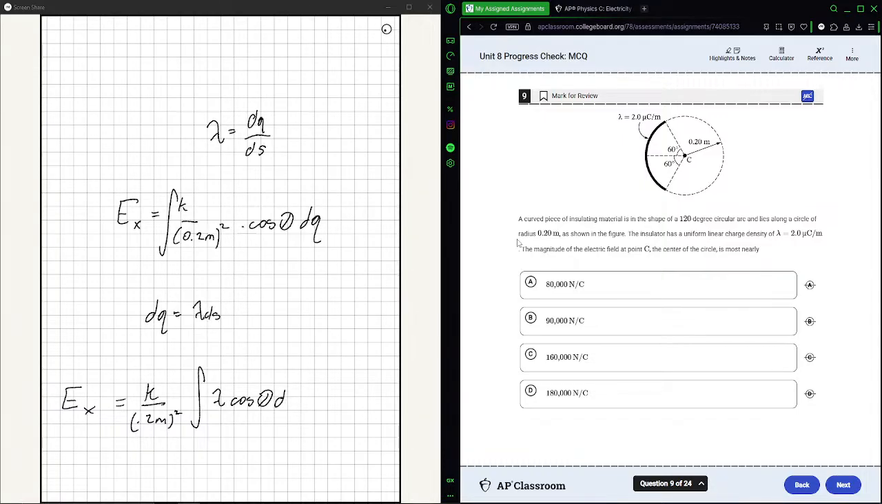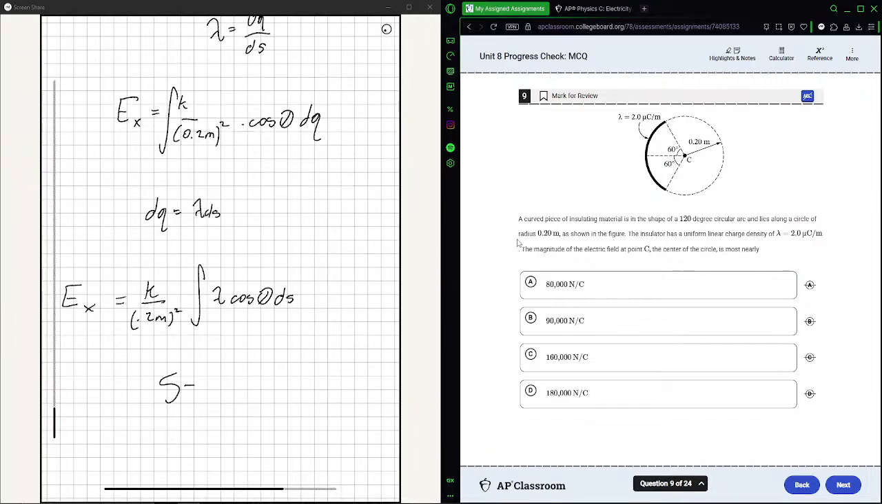Okay, but now we have to get this in terms of theta. So we know the arc length formula: arc length is theta times big R, where big R is the radius, in this case 0.2. Why is this in terms of the arc length? Because it's given a linear density, so dq is lambda ds.